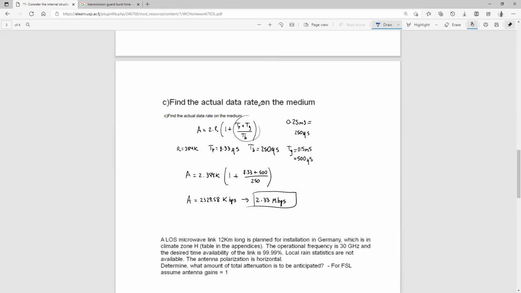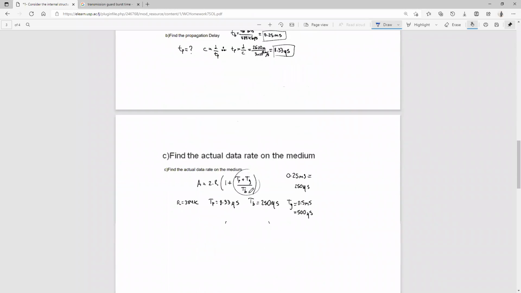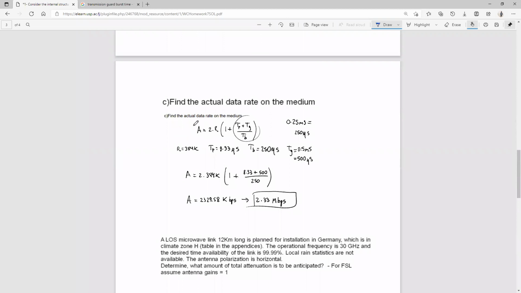C, find the actual data rate on the medium. The actual or effective data rate is equal to two times the data rate that is actually being used, two times the data rate into 1 plus the propagation time plus the guard time upon the burst time. So this is the formula for the effective data rate for transmission of the data.